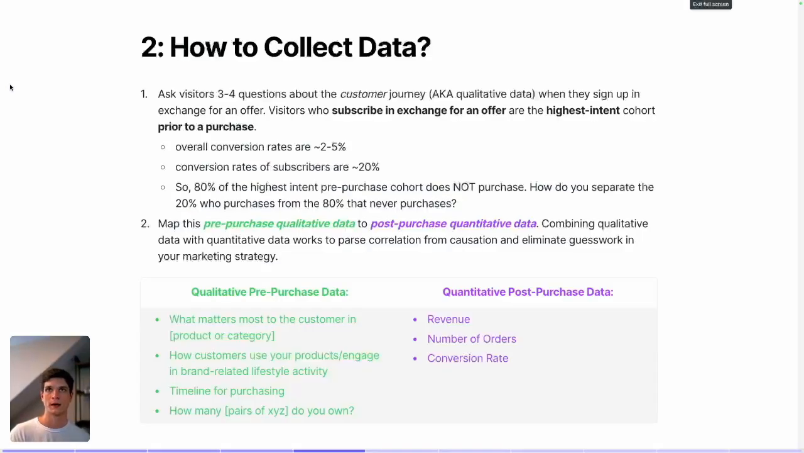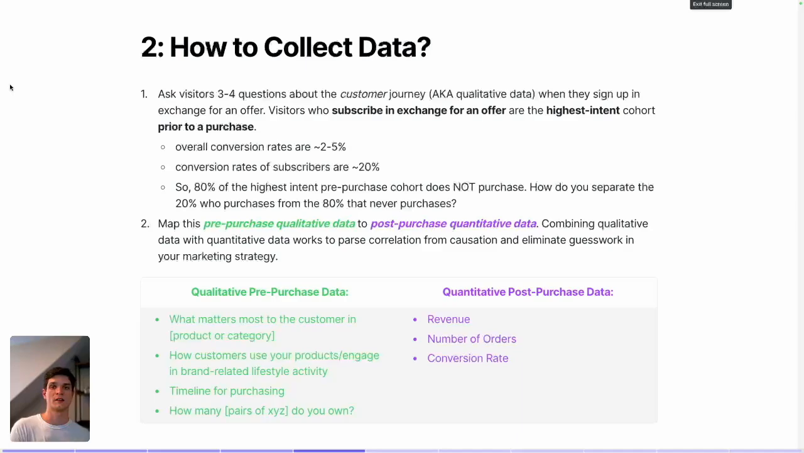Number two, how to actually collect the data. So there's two key characteristics to collecting data that's actually actionable for improving marketing. And so the first is ask visitors 3 to 4 questions about the customer journey, also known as qualitative data, when they sign up in exchange for an offer. So when they subscribe. And that's because visitors who subscribe in exchange for an offer are the highest intent cohort prior to a purchase. Remember, you cannot affect a purchase after it happens.